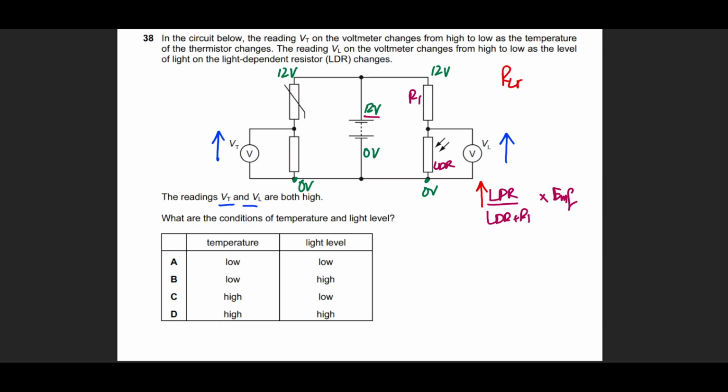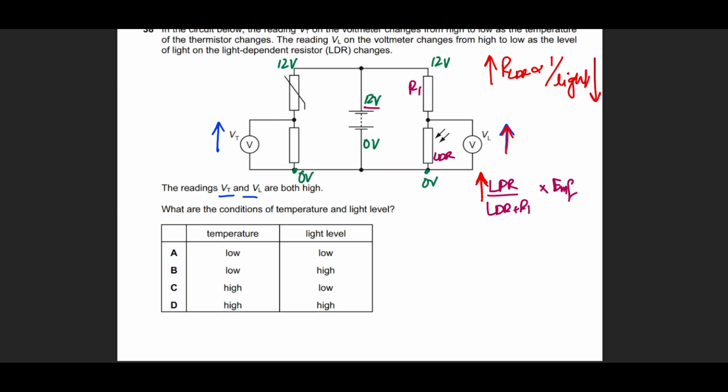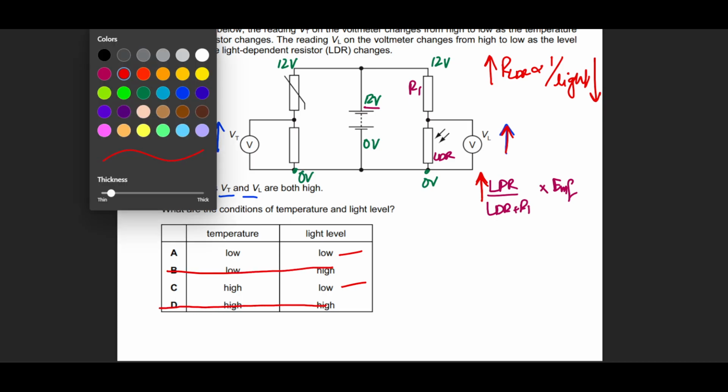So the resistance of the LDR is inversely proportional to light. So if you want to increase its resistance because you want higher voltage, because according to the potential divider, higher resistance means higher voltage, then you have to decrease the light intensity. So it should be in a low light level or in a dark place. So at least options B and D are cancelled. It's not possible. Now let's move on to the next idea.